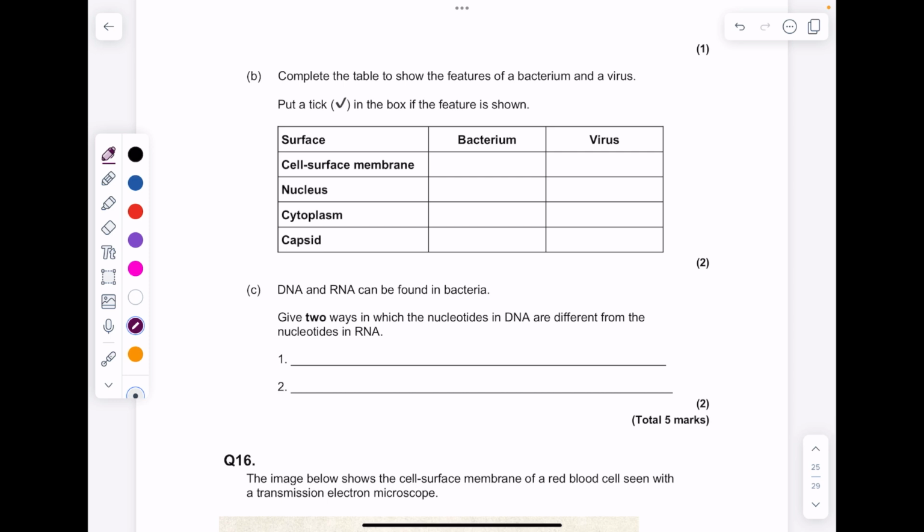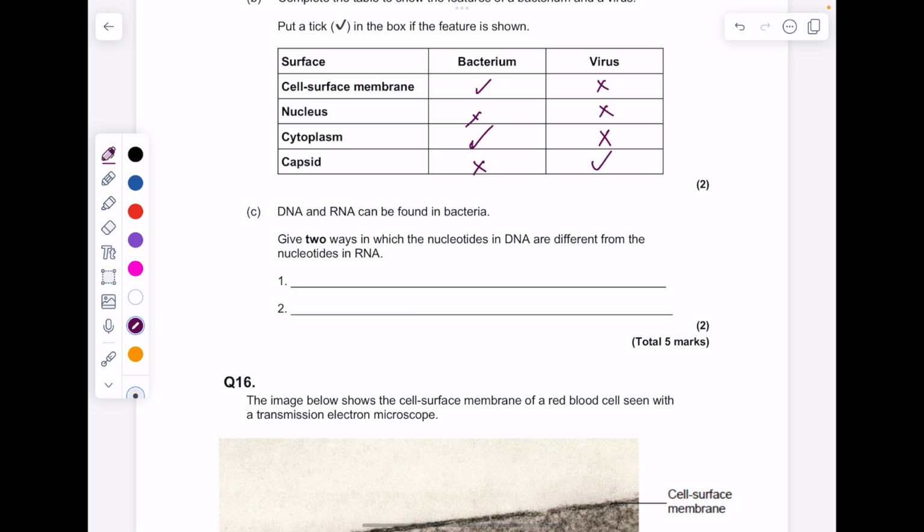Complete the table to show the features of a bacterium and a virus. Put a tick in the box if the feature is shown. Bacterium has a cell surface membrane, viruses do not. Bacterium does not have a nucleus, it has a nucleoid. Neither do viruses. Bacteria has cytoplasm, virus does not. The virus has a capsid. DNA and RNA can be found in bacteria.